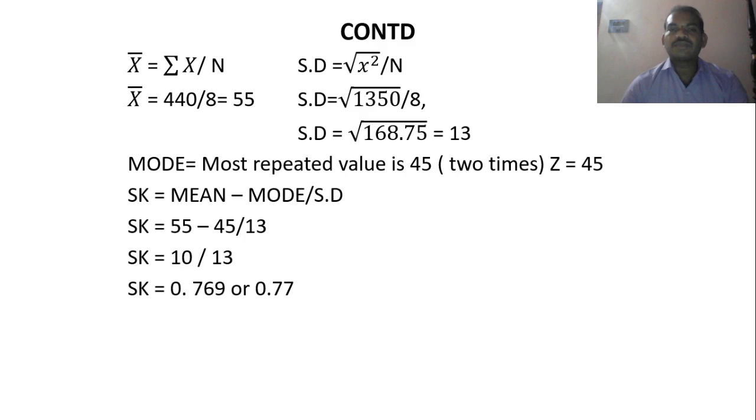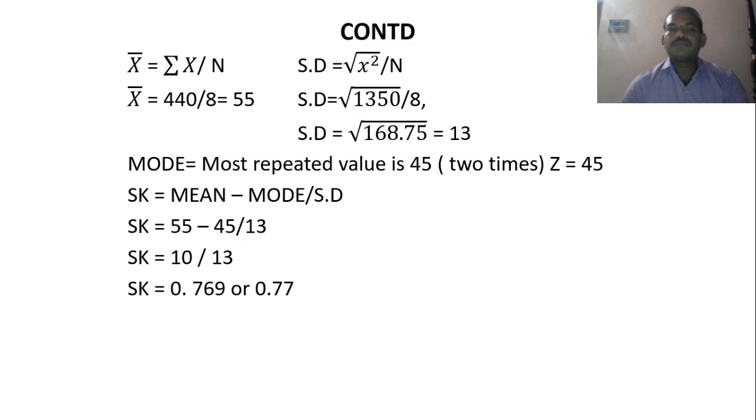Square root of the variance, standard deviation, is equal to the square root of 168.75, which is 12 point something, approximately 13. Therefore mode is equal to the most repeated value, which is 45, repeated 2 times, so Z is equal to 45. The formula for Karl Pearson's coefficient of skewness is mean minus mode divided by standard deviation.